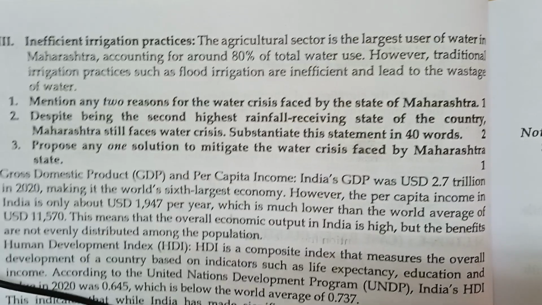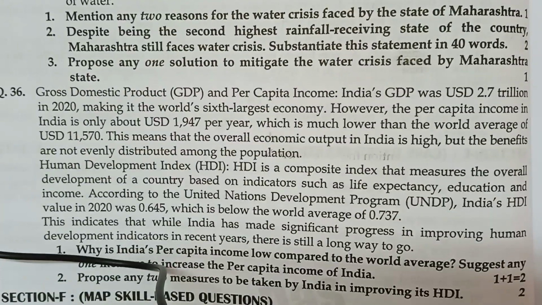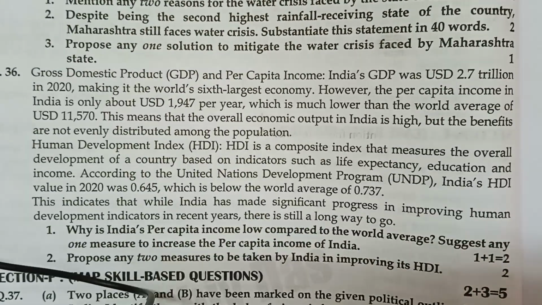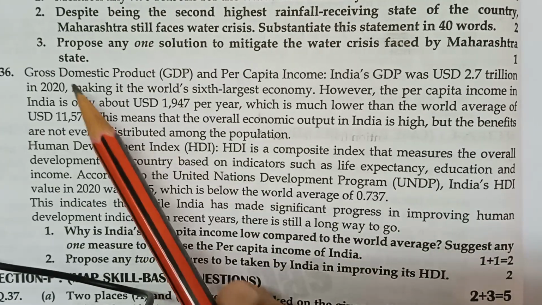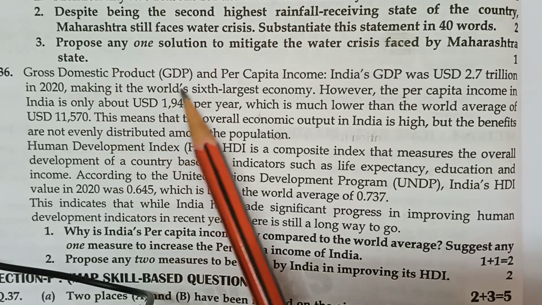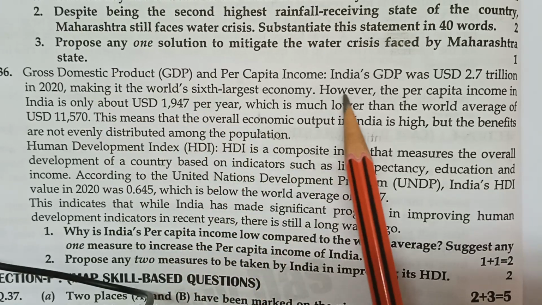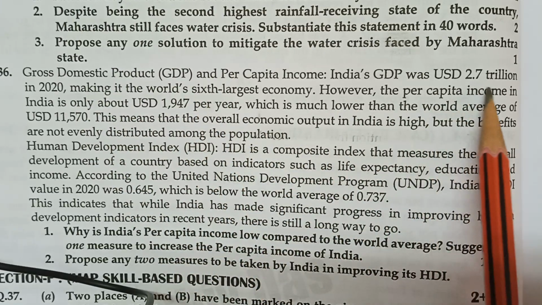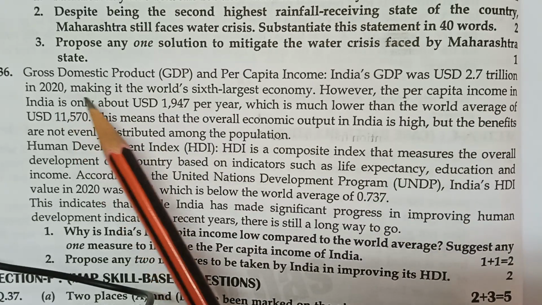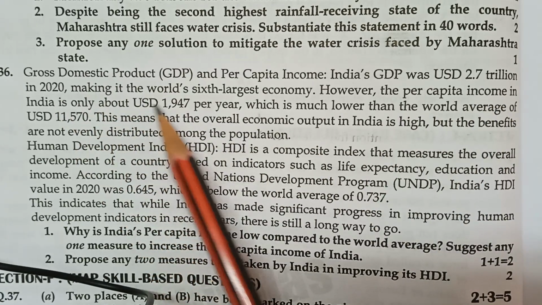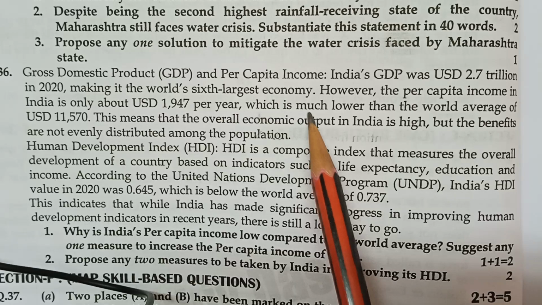And the last one, a paragraph, is also given here. It also contains 4 marks. So we can complete it from here. Gross domestic product, called GDP, and per capita income. India's GDP was USD 2.7 trillion in 2020, making it the world's sixth largest economy.